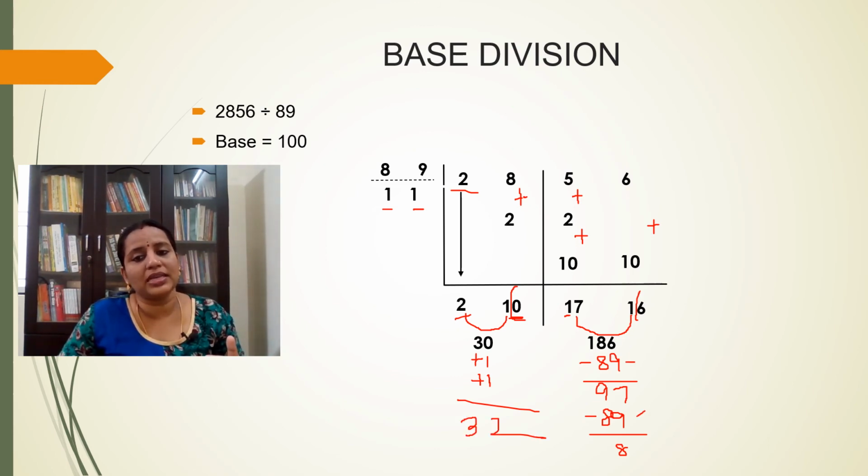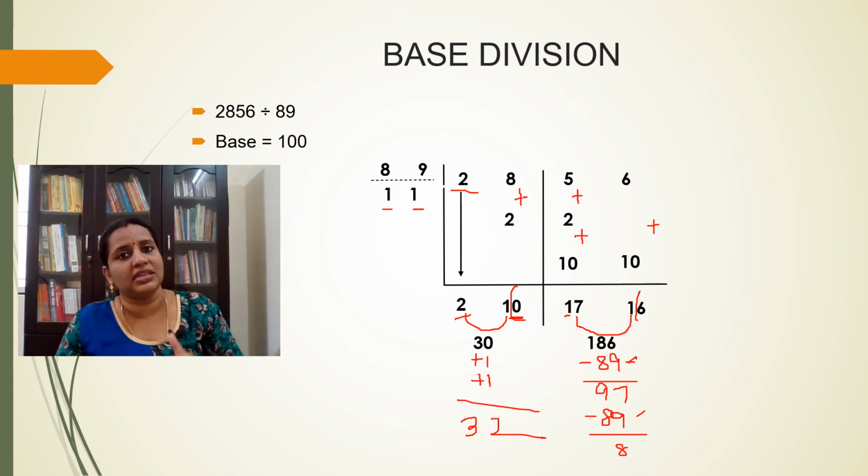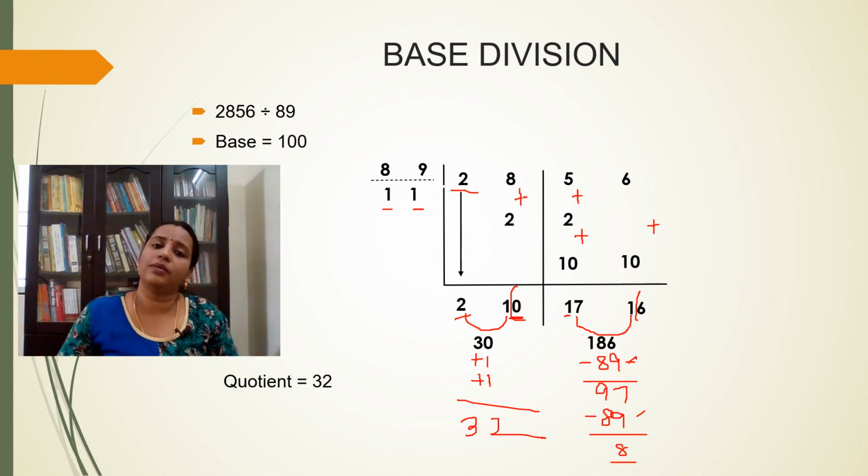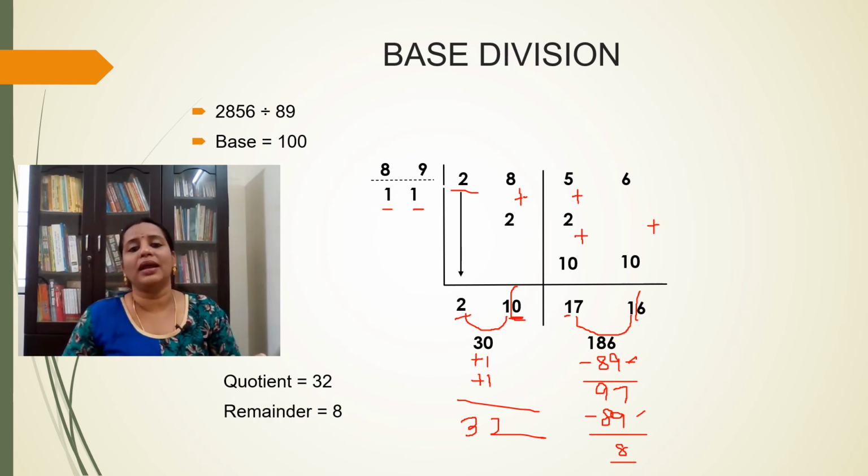I have subtracted twice. See here, as 97 is bigger than the divisor, again I went for repeated subtraction of 89, that is the divisor, and here 8. This 8 is lesser than the divisor, isn't it? Yes, 8 is lesser than 89, so I can stop here. As I have done the divisor subtraction twice, I am adding two ones here. So my quotient will become 32 and my remainder will become 8. Is it clear for everyone?